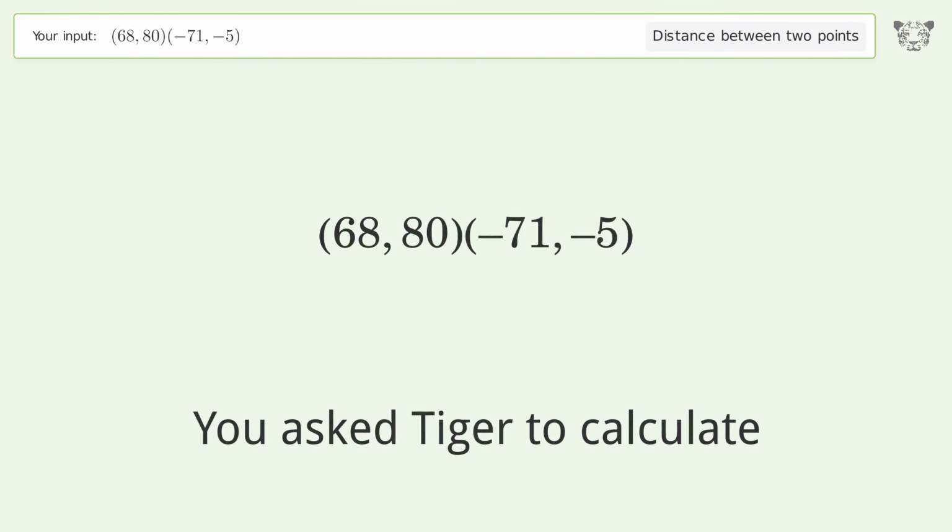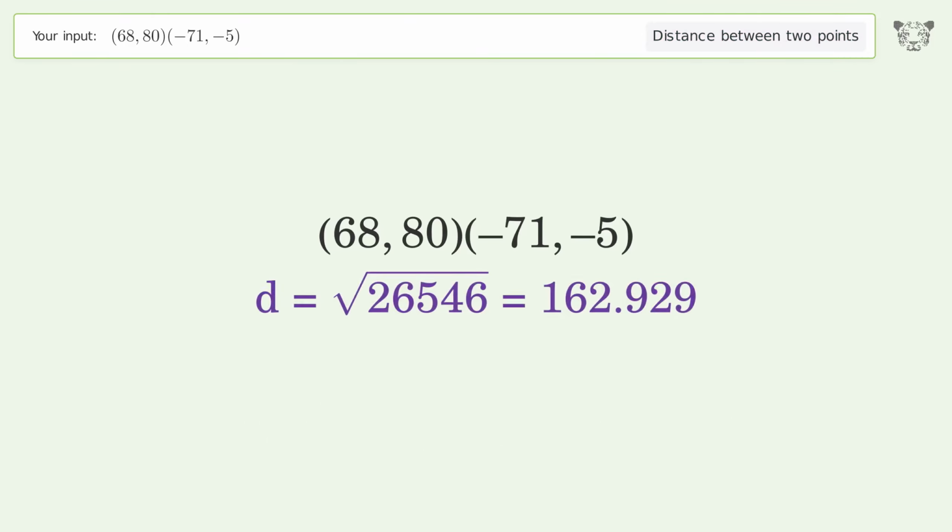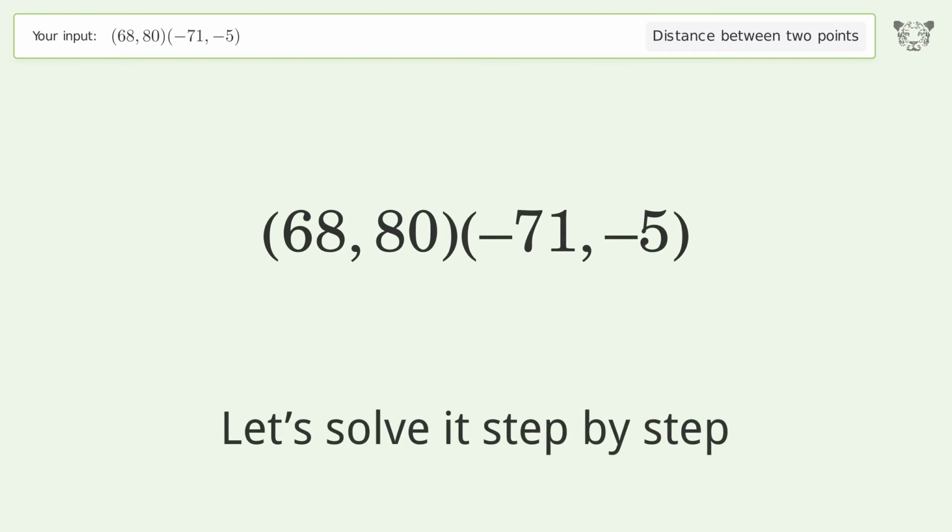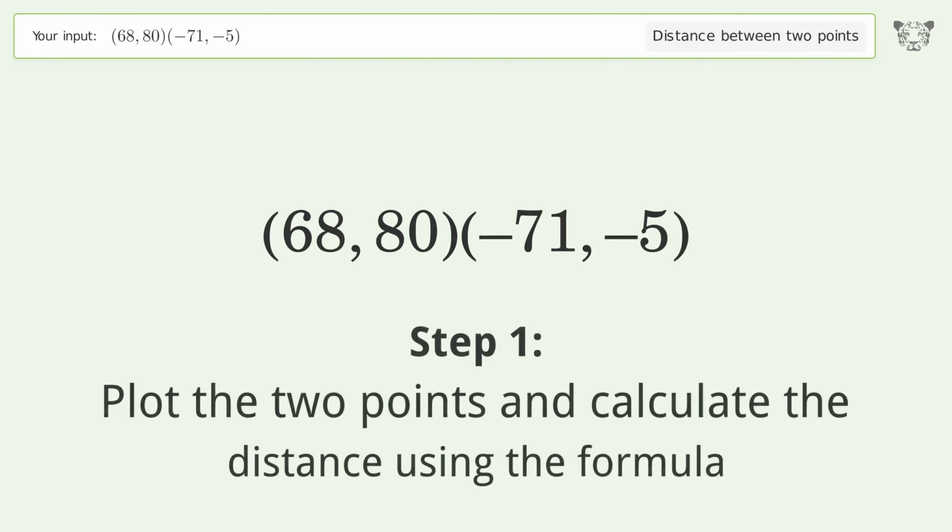You ask Tiger to calculate. This deals with the distance between 2 points. The distance between the 2 points is the square root of 26,546, or 162.929. Let's solve it step by step. Plot the 2 points and calculate the distance using the formula.